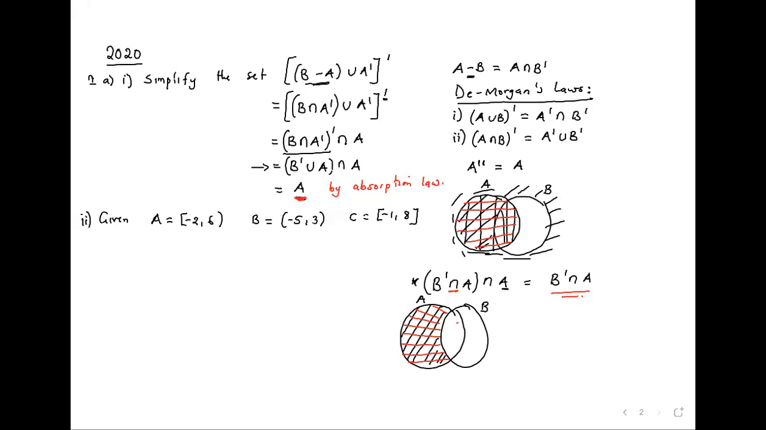Okay. All right. So, just a minute. So you're saying, sir, that B complement union A, it is A. Then B complement intersection A is just the same as B complement intersection A. Yes, when you attach this.